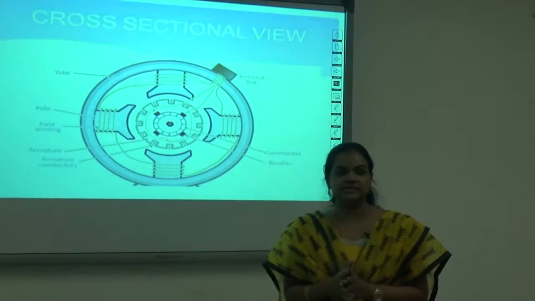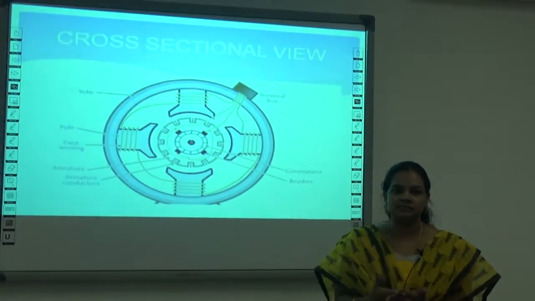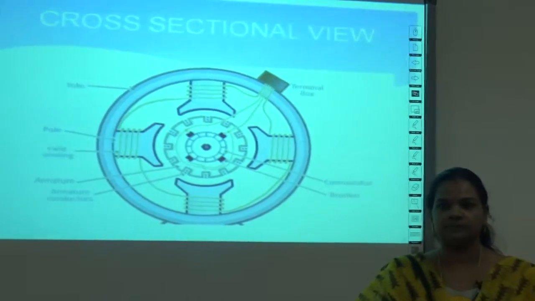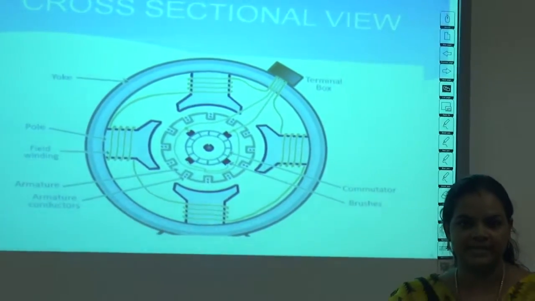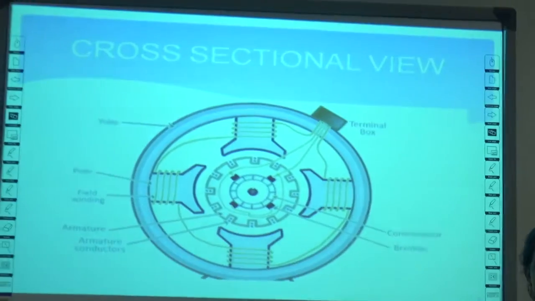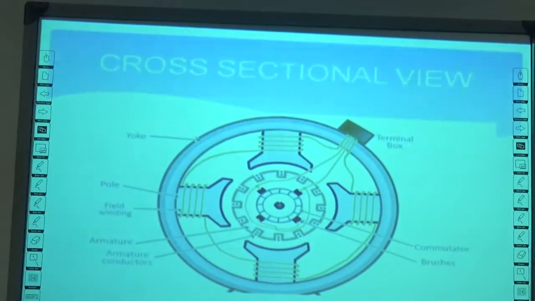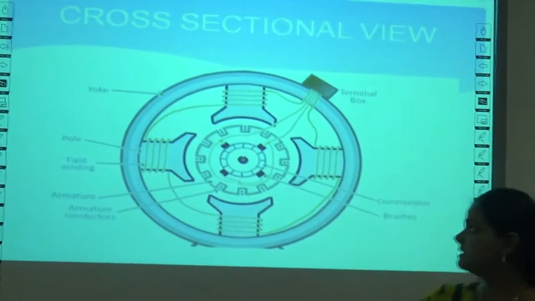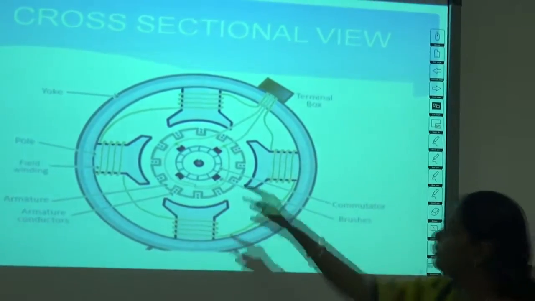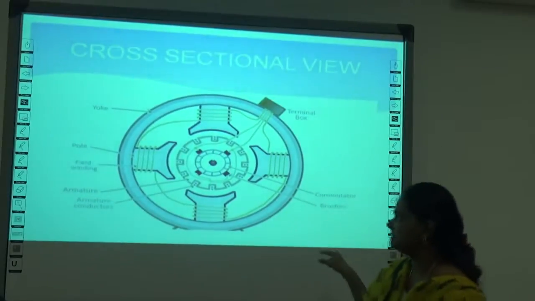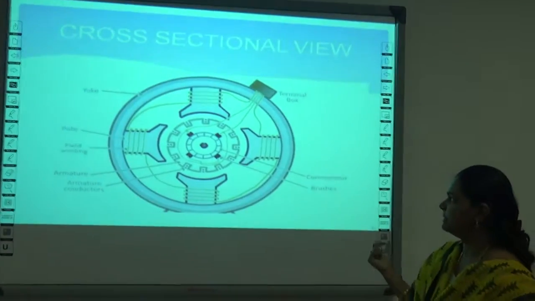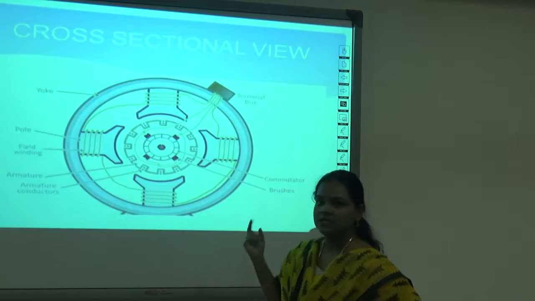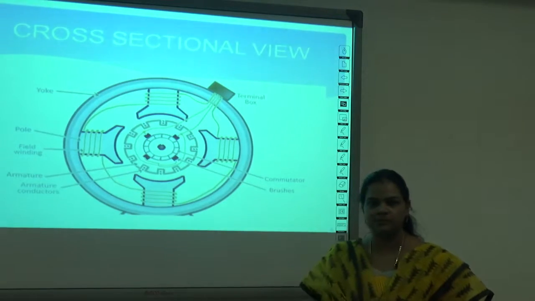The yoke is nothing but a frame or a mechanical support for the machine. It also acts as a protecting cover for all the rotating parts, protecting them from dust and moisture. Next, you can see there are 4 poles present inside this machine. For illustration purposes, I have taken a 4-pole machine; it does not necessarily have to be 4 poles. So what is this pole called?